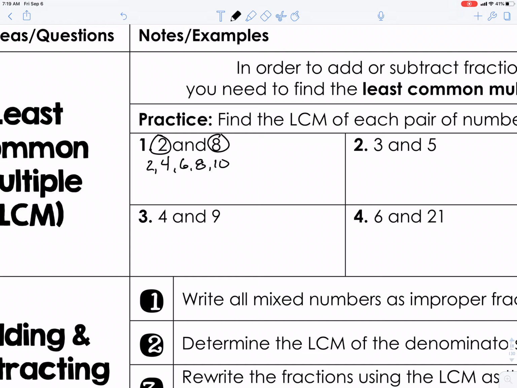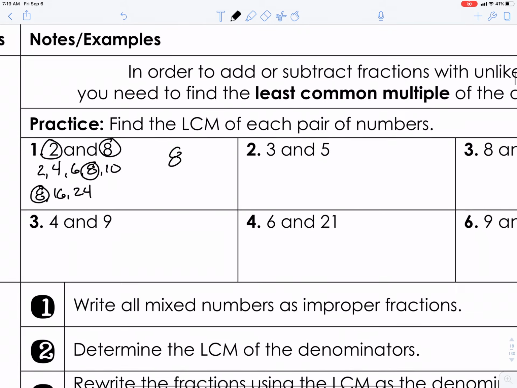Now let's do the 8. 8 times 1 is 8. 8 times 2 is 16. 8 times 3 is 24. I don't think I need to go any further because I already see a match. 8 and 8. So 8 is the lowest number that 2 and 8 go into, because 2 times 4 is 8, 1 times 8 is 8. So I'm looking for one number that both numbers go into.